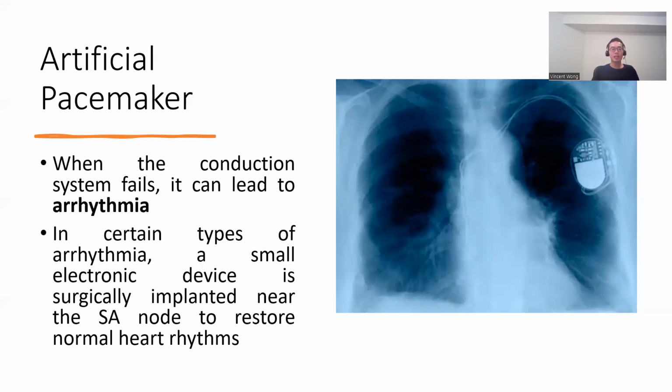So when the conduction system fails, it could lead to arrhythmia. Arrhythmia is basically an inconsistent heart rate. The heart rate could be going really fast all of a sudden, but it could also be really slow. It depends on what the problem is. There are different severities with arrhythmia. Some you can just monitor and see what happens, and it won't really affect the person.